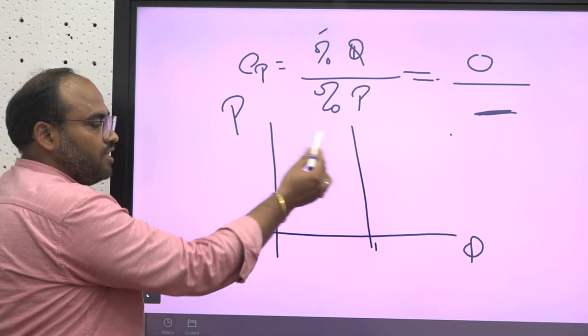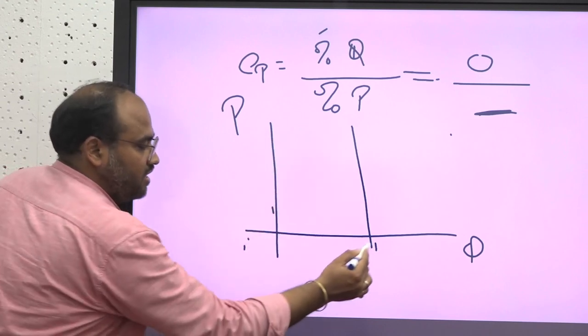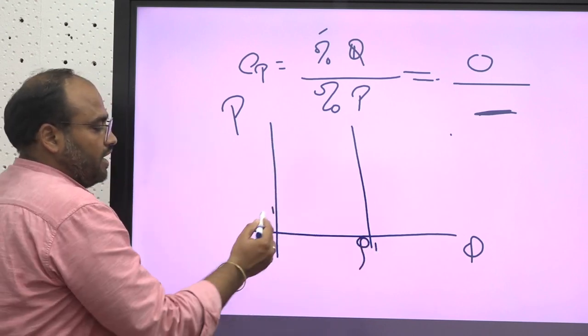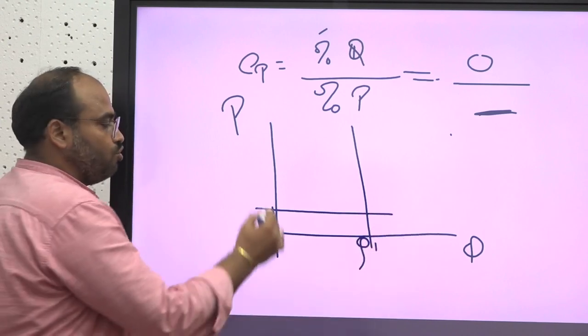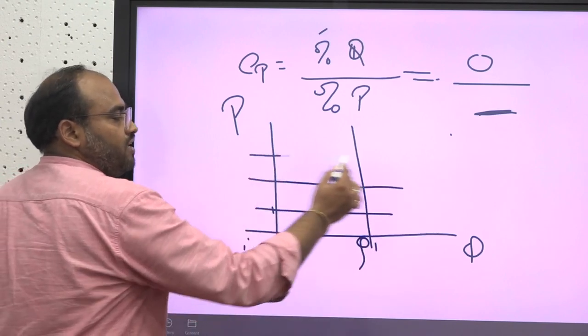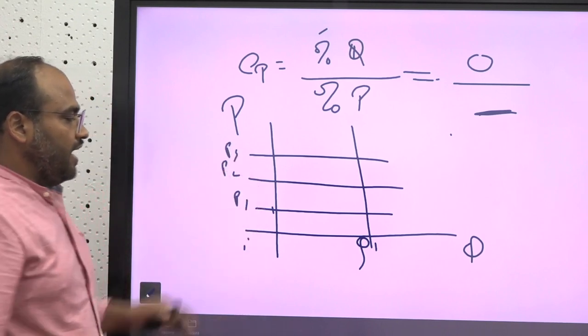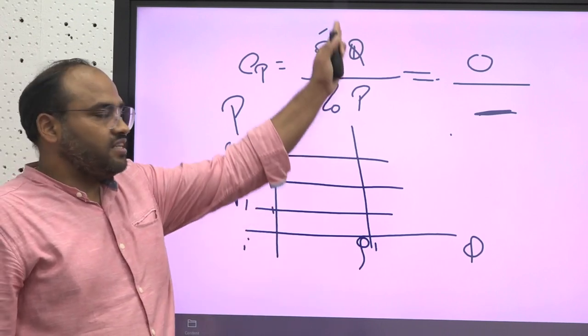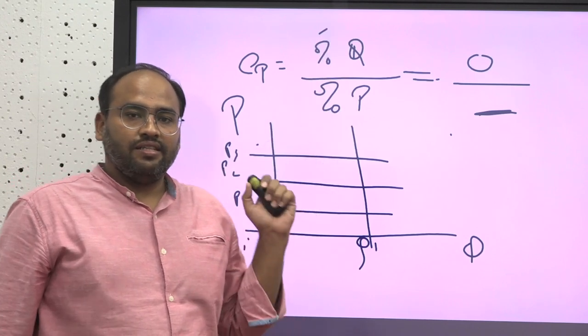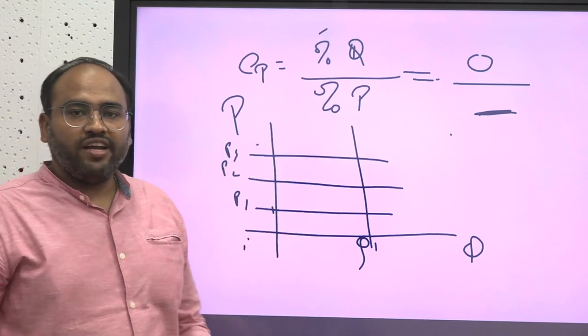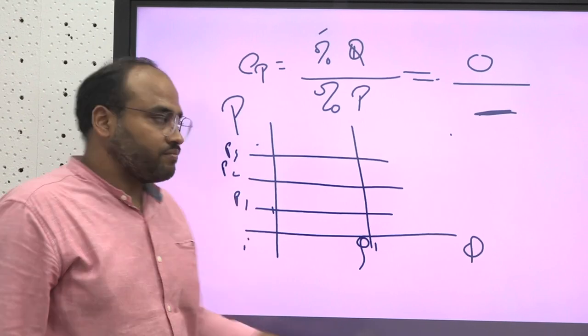Price is increasing, but the quantity demanded is still Q1. At this price, quantity is Q1. At this price, Q1, P1, P2, P3. At every price, the quantity demanded is constant. And this is the situation which is known as perfectly inelastic demand.